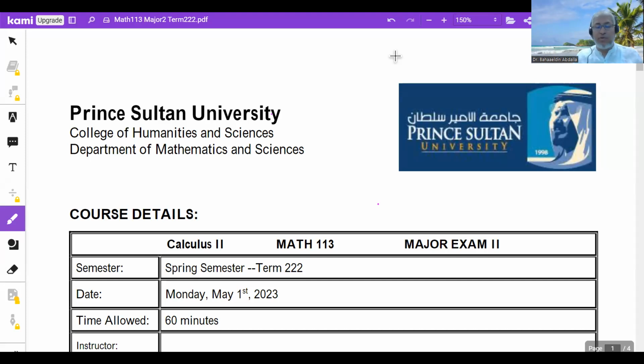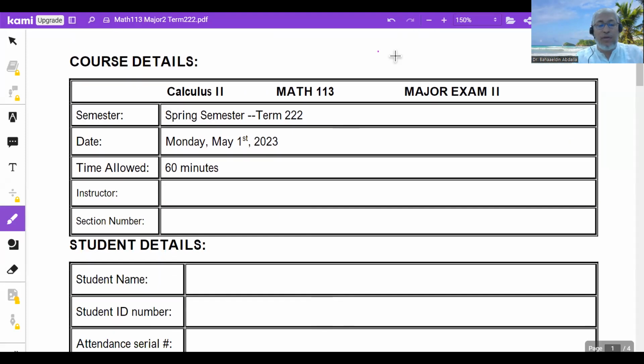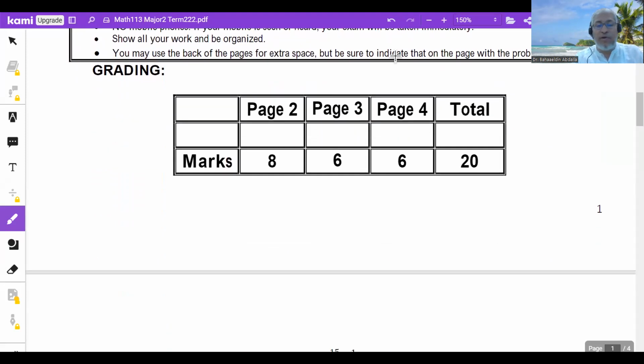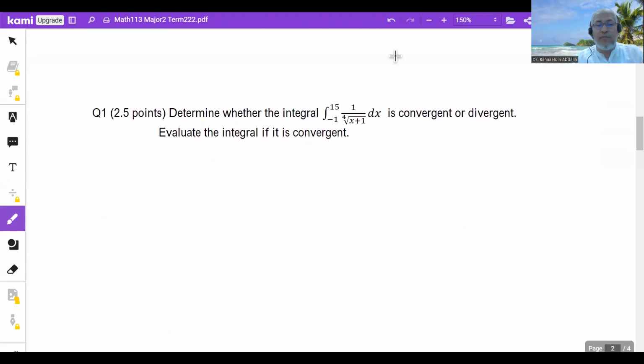This is Calculus 2, Major Exam 2, Term 222. Let us solve it together and have a look. This is the first question. Determine whether the integral is convergent or divergent. Evaluate the integral if it is convergent.